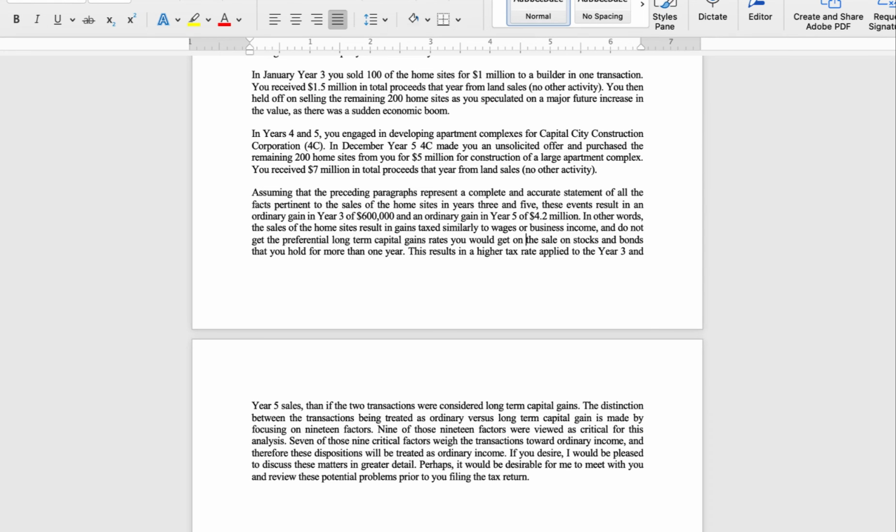This results in a higher tax rate applied to the year 3 and year 5 sales than if the 2 transactions were considered long-term capital gains. So basically, I'm saying it again, making it clear again, listen, it's a higher rate.